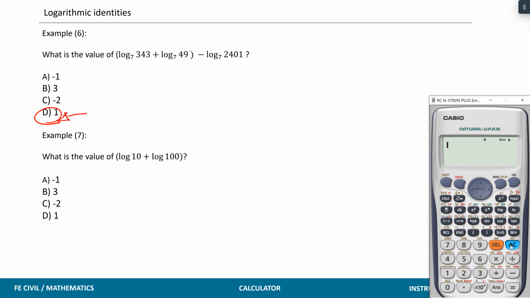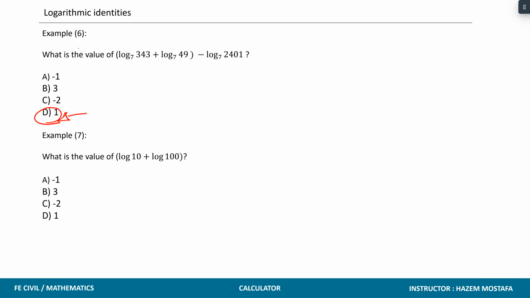We have also another one, which is log 10 plus log 100 equals 3. So the right answer is B.